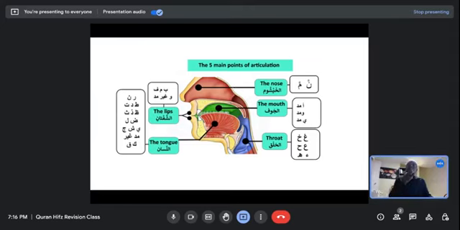For the fa, the upper lip presses on the bottom teeth, the incisors. Fa. And the wa, the mim and the ba are from the same articulation point. For the wa, the lips didn't close. For the mim, the lips closed. For the ba, the lips are going to close, b, so the lips will close for that.